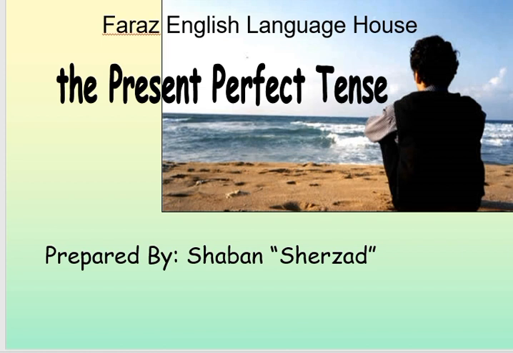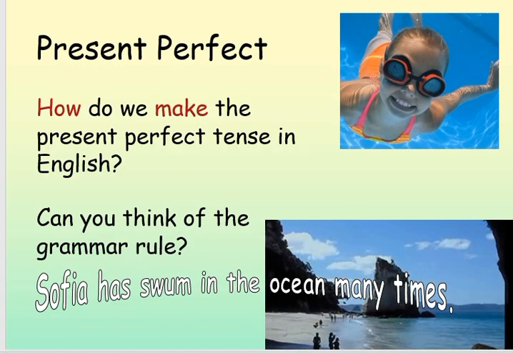Okay, today I'm gonna talk about present perfect tense. How do we make the present perfect tense in English? Okay, and can you think of the grammar rule? Here we have one example for the present perfect. Sophia has swum in the ocean many times. It is one example for the present perfect tense.